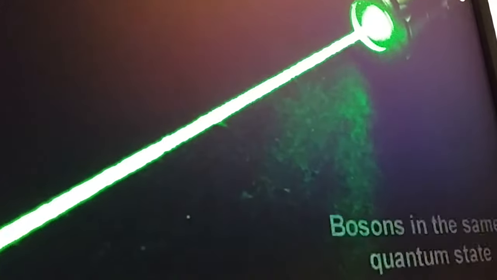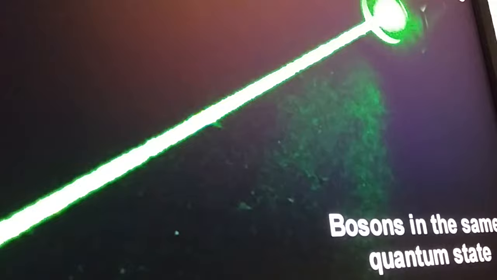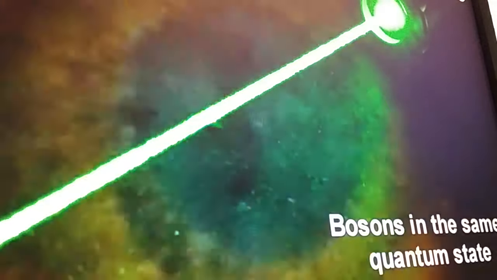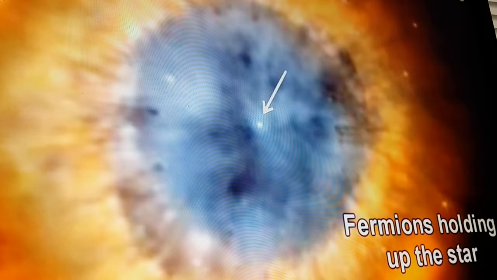In an atom. For example, a beam of photons can be made to have the same quantum state. This is how a laser works. On the other hand, the inability of electrons to fit into the same quantum state creates an outward pressure that halts a star's collapse.